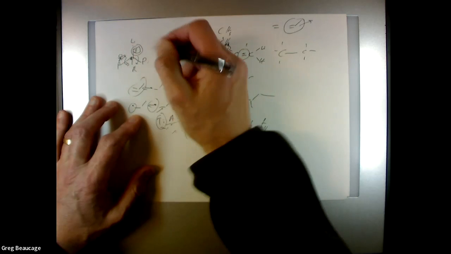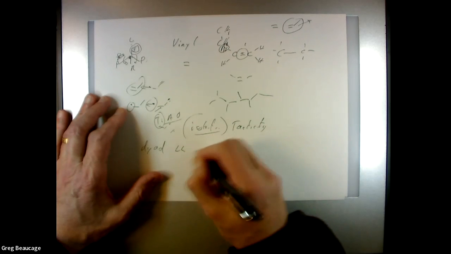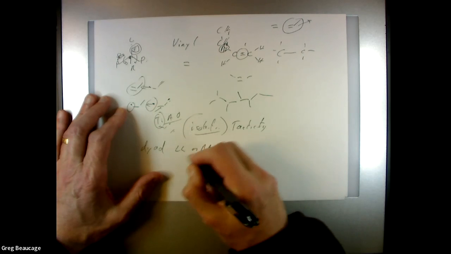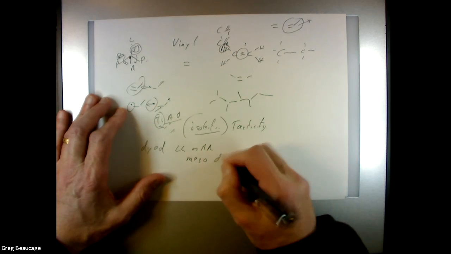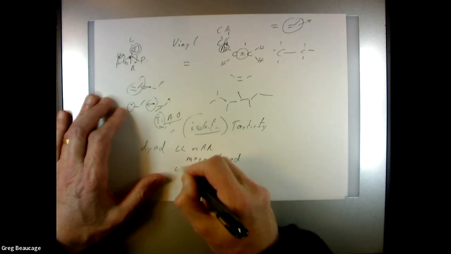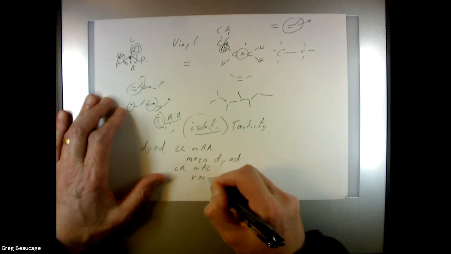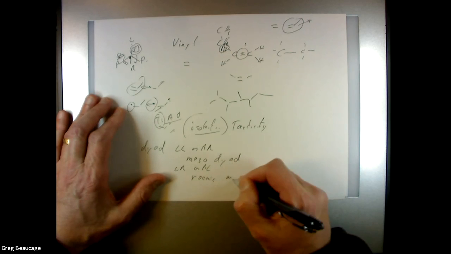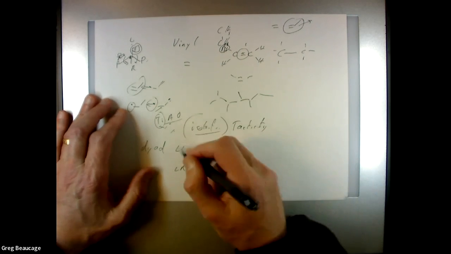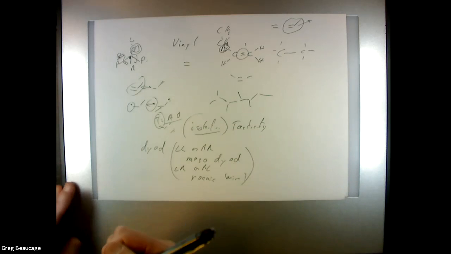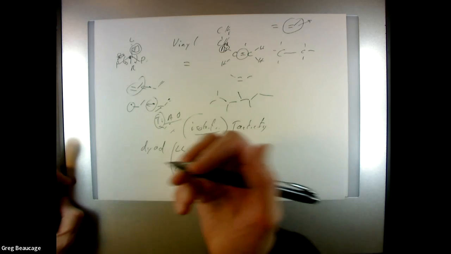So 2 of those together is called a dyad. And if it's left, left, or right, right, that's called a meso dyad. And if it's left, right, or right, left, that's a racemic dyad. So this is like mixed, and this is same. So there's 2 choices of dyads. You can say, well, I can describe everything with dyads, so it'd be great, but there's no way to measure dyads.